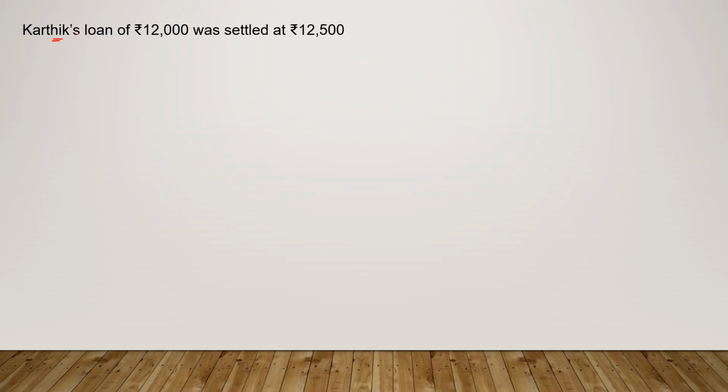Ankit, Bobby, Karthik. So, Karthik's loan means a partner's loan. The partner's loan was 12,000. It was settled for 12,500. Now, a partner's loan would normally be paid off, so we would debit Karthik's loan account. But in the books, Karthik's loan account would be 12,000.